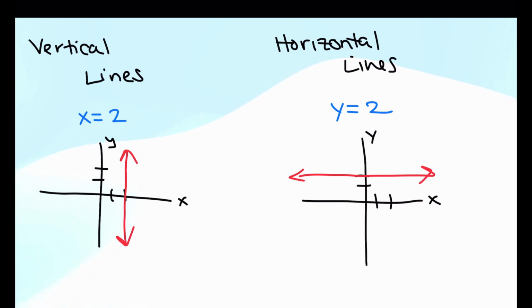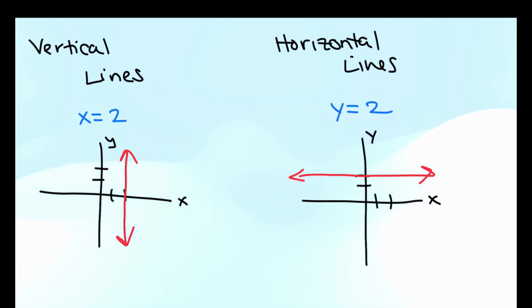Okay, so the example we did was x equals 2. We got a vertical line. If it was x equals 4, it would still be a vertical line. It would just be shifted over to the right. Turns out, if our equation is y equals a number, doesn't have any x's, if the y's are constant, we will actually always get a horizontal line.